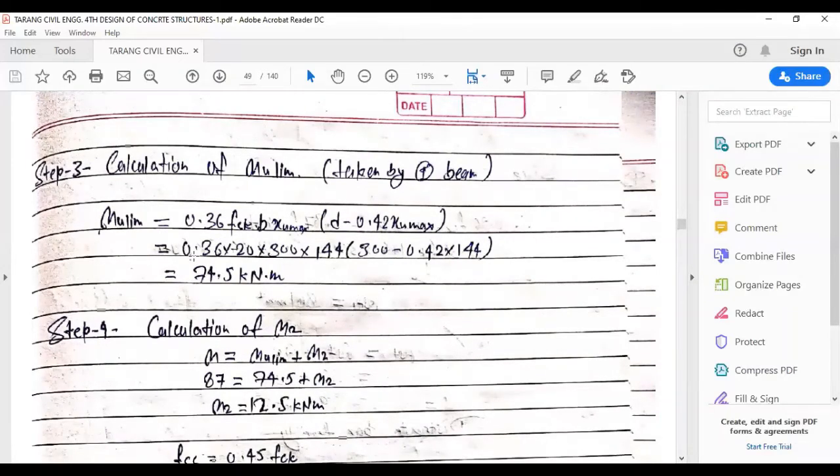Substituting the values, 0.36 FCK is 20, the value of B is 300, XU max we found out to be 144, and the D value is 300 again. So this gives our limiting ultimate moment as 74.5 kilonewton meter.